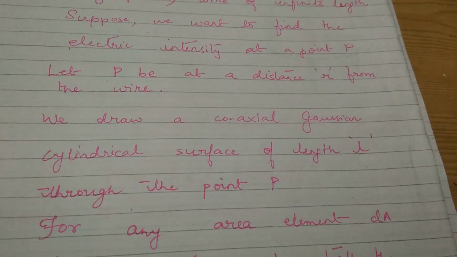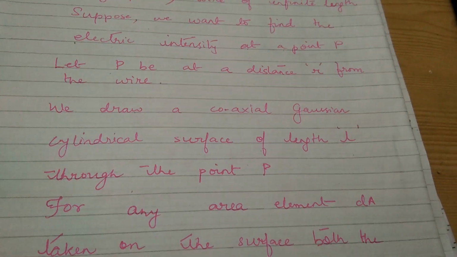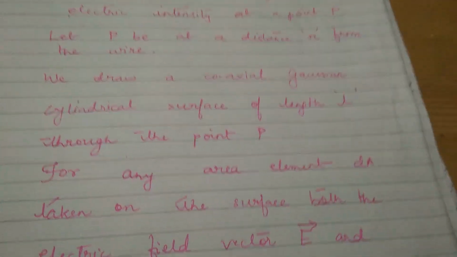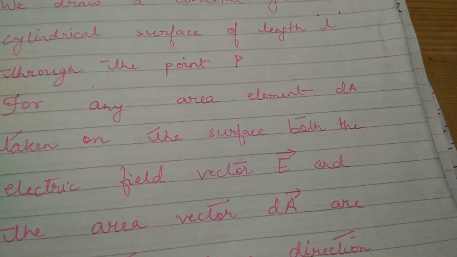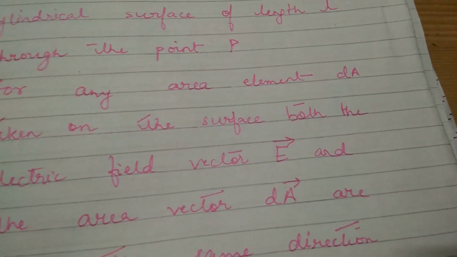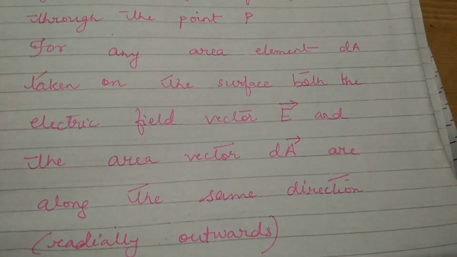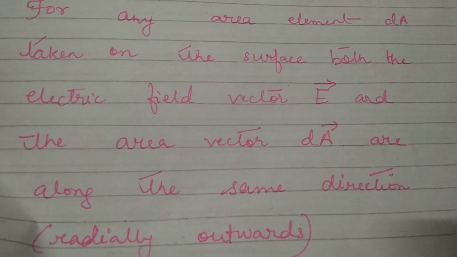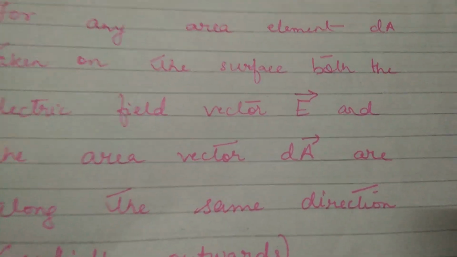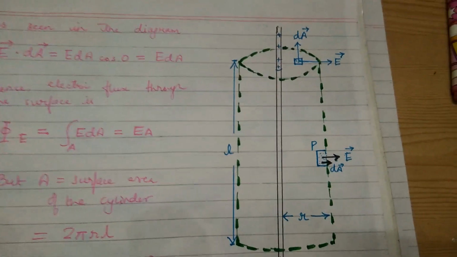So we draw an imaginary cylinder of length L and radius r through the point P. And we also consider a small area element dA such that the electric field vector E and the area vector dA are along the same direction, which is radially outwards. So let us have a look at the diagram with these assumptions. So this is how the diagram looks.